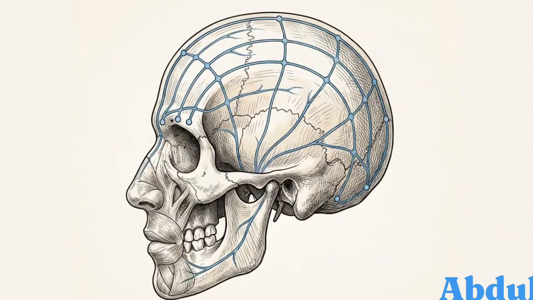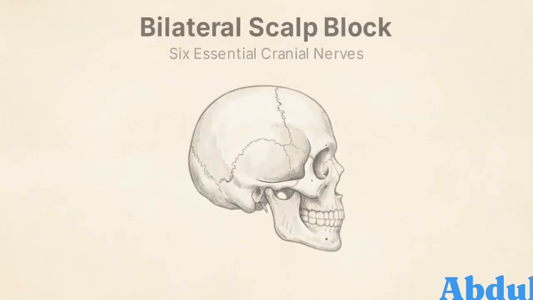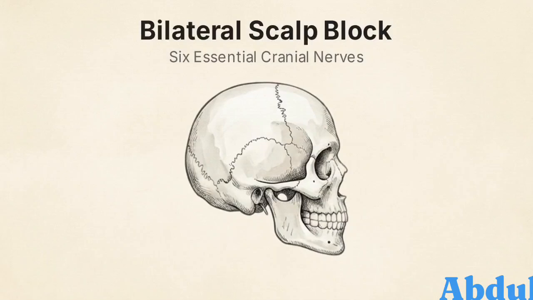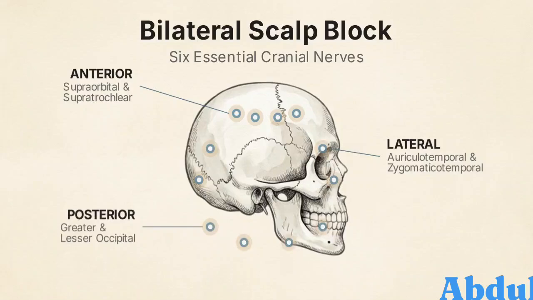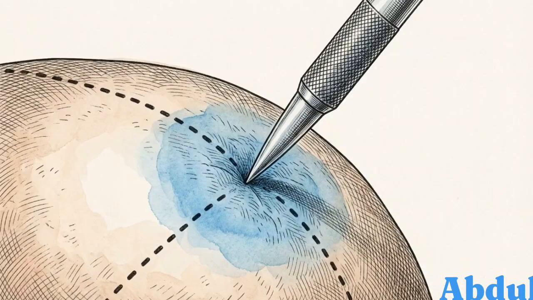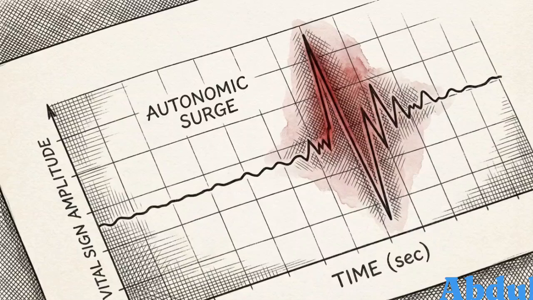A complete scalp block provides the hemodynamic stability required to keep systemic sedation to an absolute minimum. This schematic details the bilateral blockade of 6 essential cranial nerve branches. We systematically target the supraorbital and supratrochlear nerves anteriorly, the auriculotemporal and zygomatic temporal laterally, and the greater and lesser occipital nerves posteriorly. Beyond the primary nerve trunks, we must thoroughly infiltrate the Mayfield pin fixation sites and the planned incision line. Failing to adequately anesthetize the periosteum here guarantees a sudden, severe autonomic surge during cranial pinning.